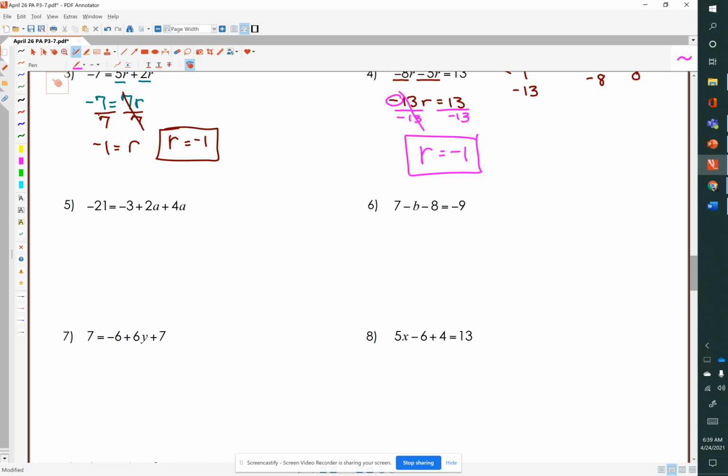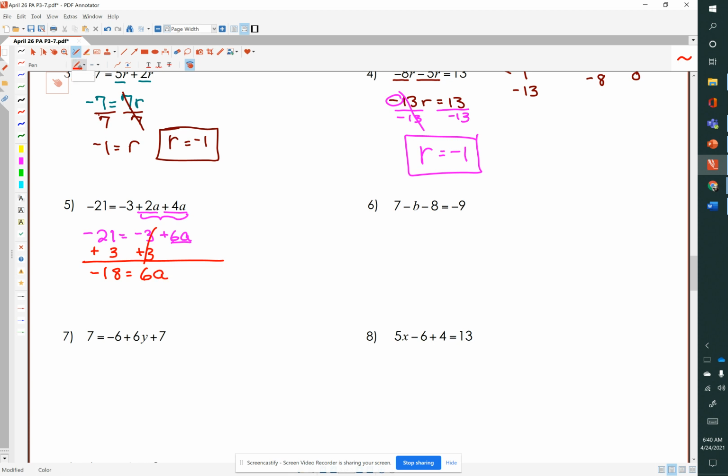Number 5, we have negative 21 equals negative 3 plus 2a plus 4a. We cannot combine the 3, but we can combine the 2a and the 4a. So negative 21 equals negative 3 plus 6a. Now we say, what is happening to 6a? Well, that negative 3 is being added to it, it's being subtracted, excuse me. So I'm going to go ahead and add it. Whatever I do to one side of the equation, I do to the other. So negative 21 plus 3 is negative 18 equals 6a.